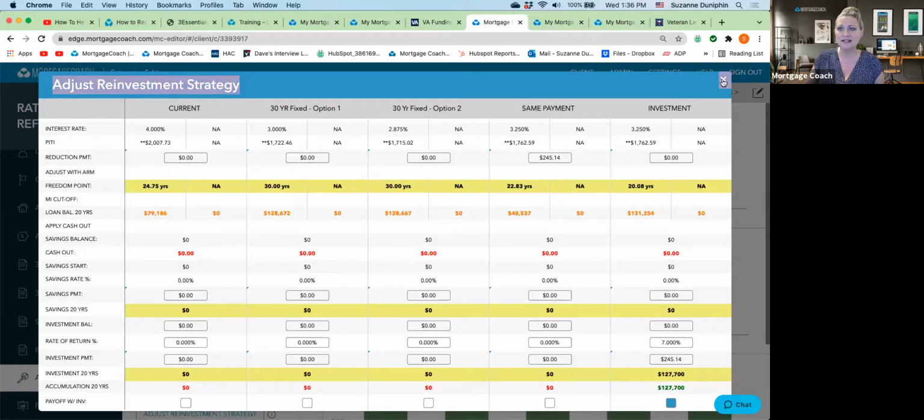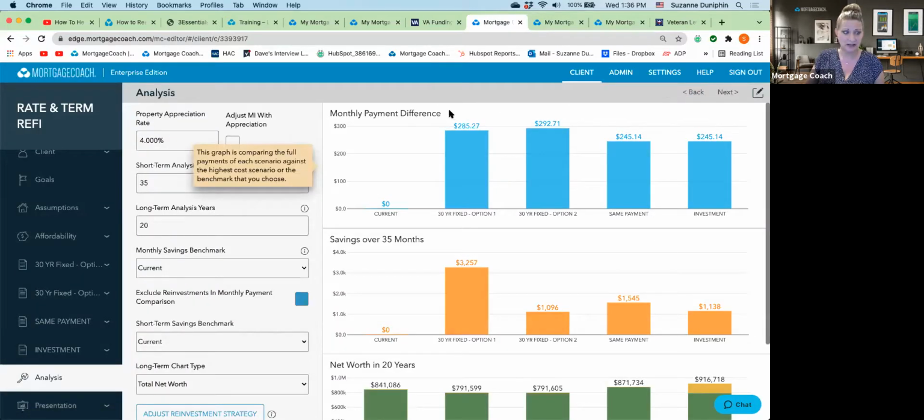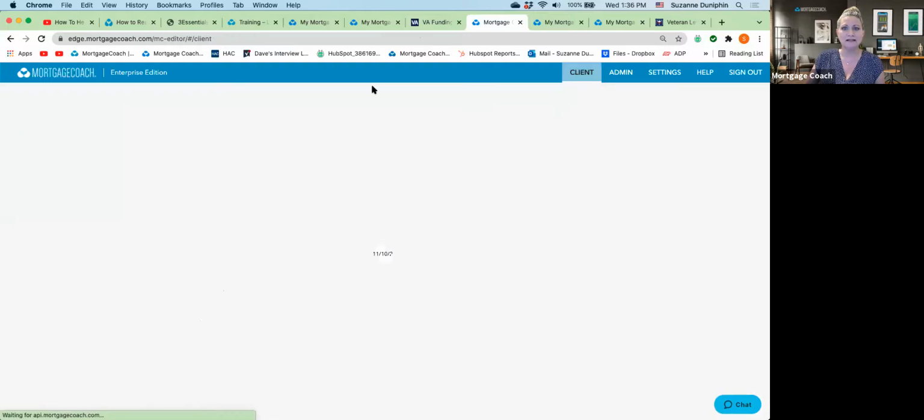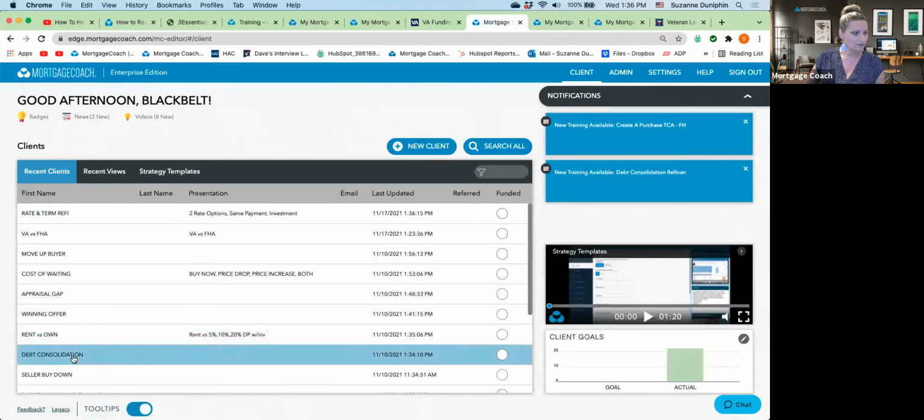Okay, so that's the refi reinvest strategy. I do want to go ahead and show you guys the debt consolidation. That is a big one. Let me click back client. I'm going to click on my debt consolidation refinance.